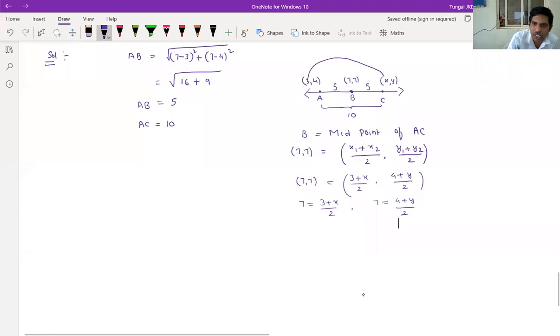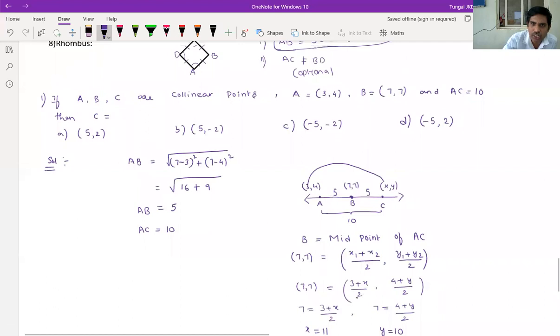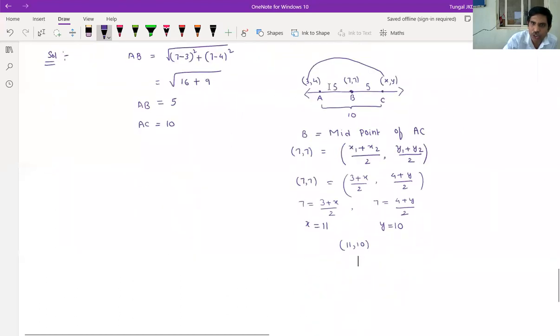What will you get? X value is 2 sevens of 14 minus 3, which is 11. Y value here, what will you get? 14 minus 4, which is 10. So 11 comma 10 is the C point, but it is not there in the options. Therefore this position is wrong. Remember that this position is wrong.